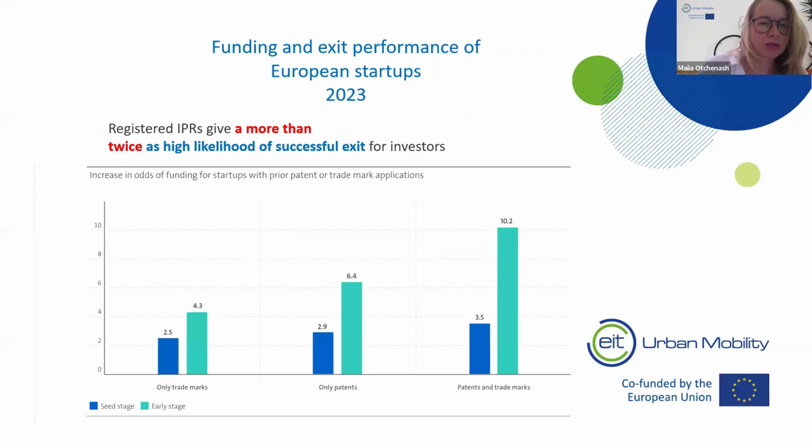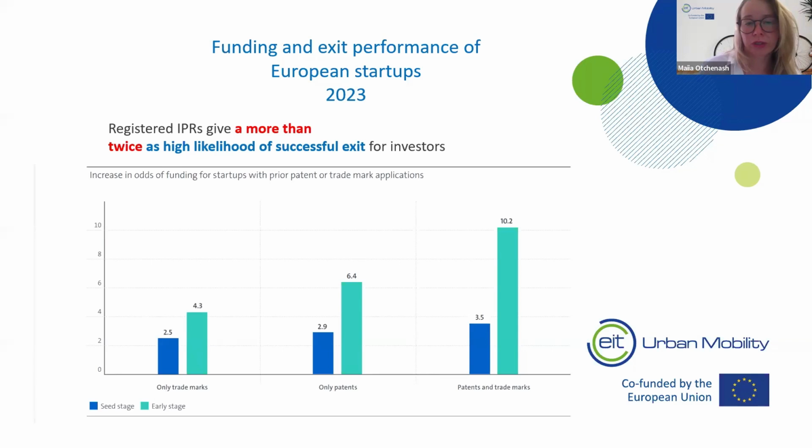And one more finding on the exit performance of European startups from last year: those that registered intellectual property rights like patents, trademarks, designs have a more than twice as high likelihood of successful exit for investors. So not only patents actually play a role here. So don't limit yourself only to patents, even though you have a specific hardware solution to implement into a product and to go to the market.